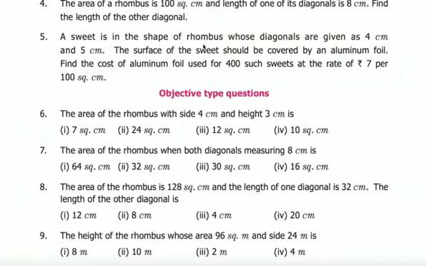Let me do this one. A sweet is in shape of rhombus whose diagonals are given this and this. The surface of the sweet should be covered by an aluminum foil. Okay. Find the cost of aluminum foil used for 400 such sweets at the rate of 7 rupees per 100 square cm. Okay.